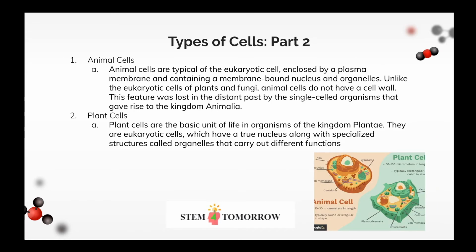Animal cells. They are typically a eukaryotic cell enclosed by a plasma membrane and have membrane-bound organelles. But unlike eukaryotic cells of plants and fungi, animal cells do not have a cell wall. This feature was lost in the distant past by a single-celled organism that gave rise to the animal kingdom. Plant cells are the basic unit of life in organisms of the kingdom Plantae. They are eukaryotic cells which have a true nucleus with specialized organelles that carry out different functions.